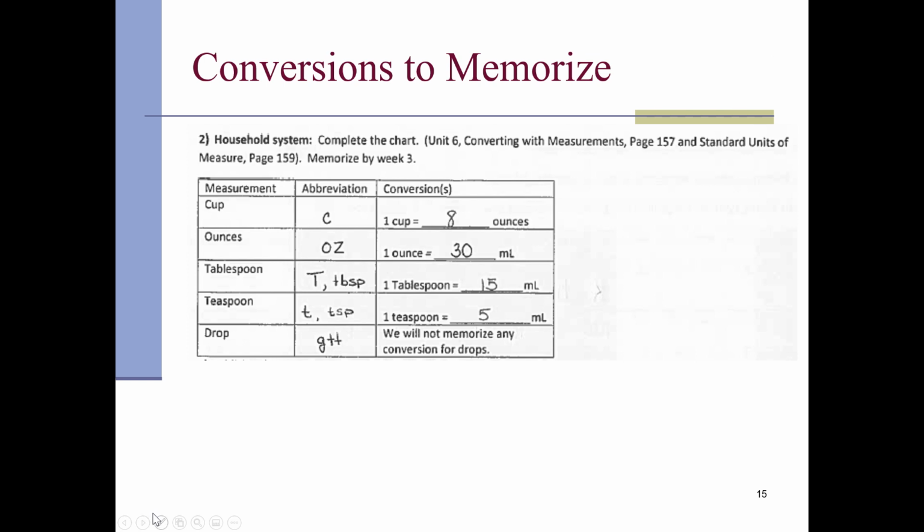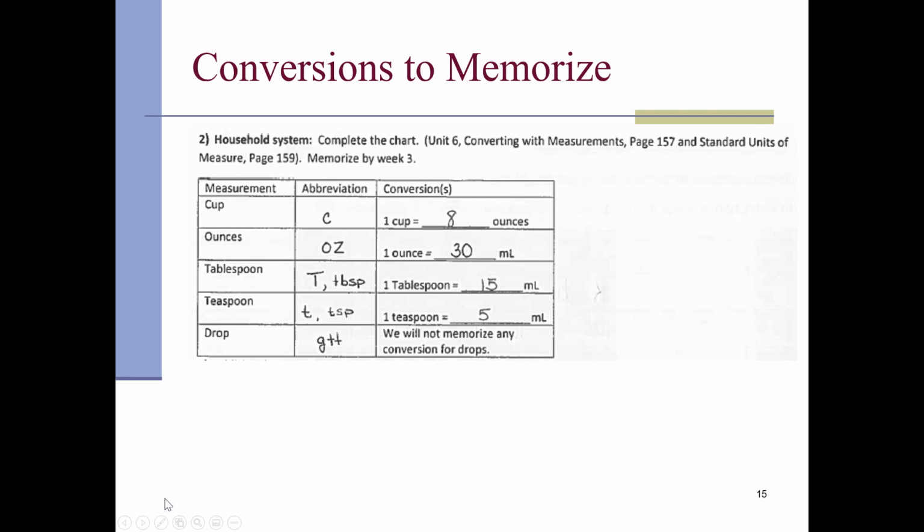There are many others, but you do not have to memorize all of them. The ones that we are not memorizing will be given to you on an assessment when you need them. So for cup, you need to memorize that 1 cup is 8 ounces. For ounces, you need to memorize that 1 ounce is 30 milliliters. This ounce is the liquid ounce, or sometimes called the fluid ounce.